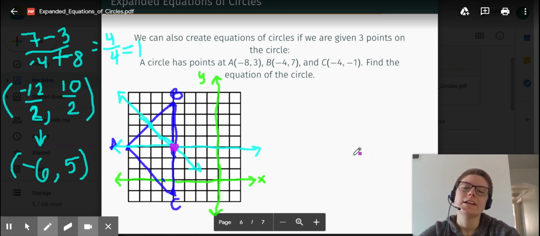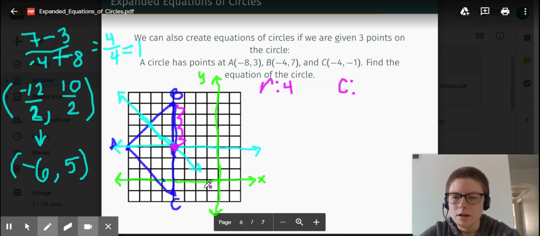And then we have to find the radius. Normally we would use the distance formula, but I see that we've got points on the circle that are just vertical or horizontal from the center, so we can just count 1, 2, 3, 4. So our radius is 4. Our center, that's at negative 4 comma 3.